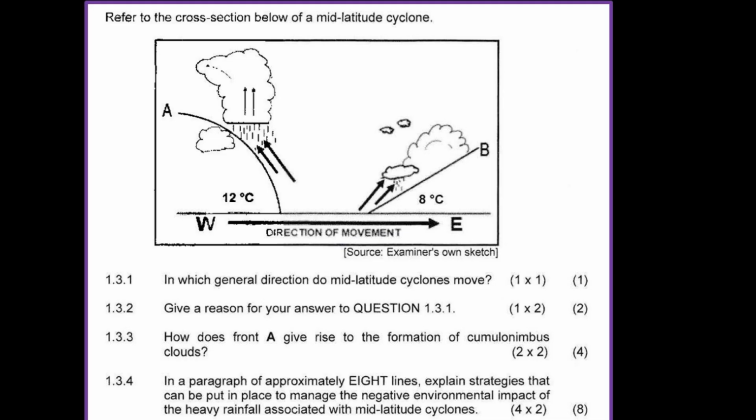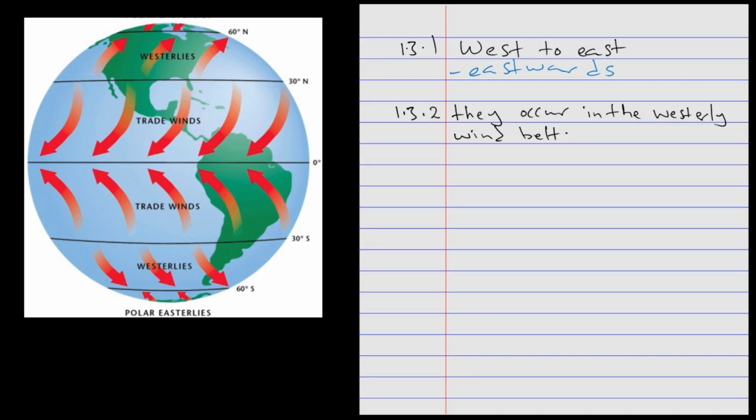1.3.2. Give a reason for your answer to question 1.3.1. Mid-latitude cyclones occur between 30 to 60 degrees latitude. It is in the same latitude that the westerly winds blow. The westerly winds blow the cyclone from west to east, so they occur in the westerly wind belt.